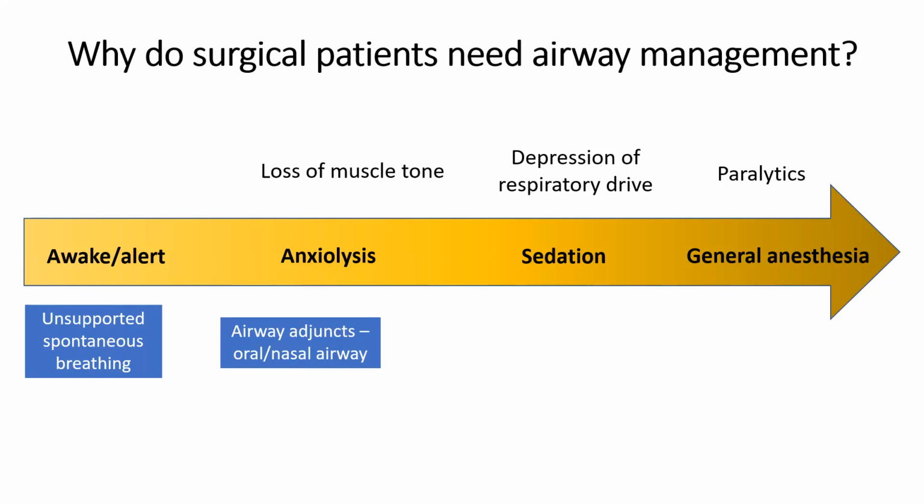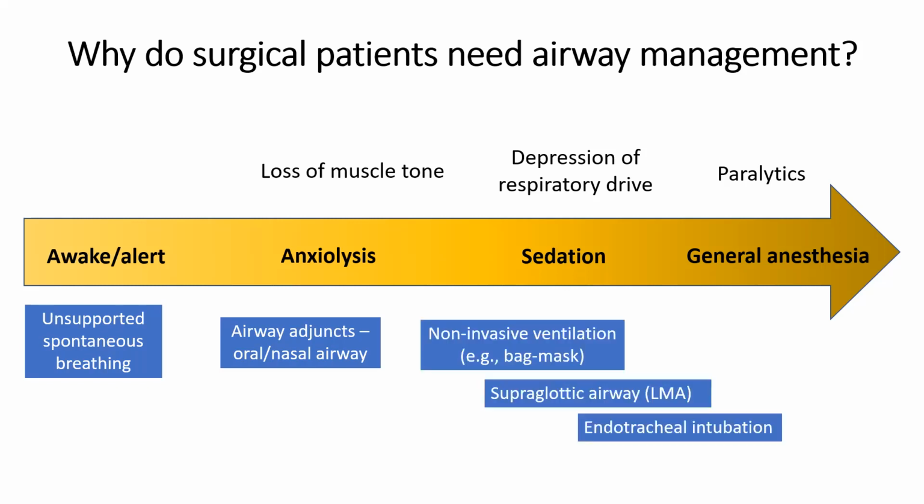Patients who are at deeper levels of sedation or under general anesthesia, where they're not breathing spontaneously or not making adequate spontaneous breathing, are going to require some kind of non-invasive ventilation. So we can start with bag mask ventilation, also placing a supraglottic airway, which we commonly refer to as an LMA, or endotracheal intubation. And then finally, they can also have an invasive airway, so that would be a transtracheal or a surgical airway.